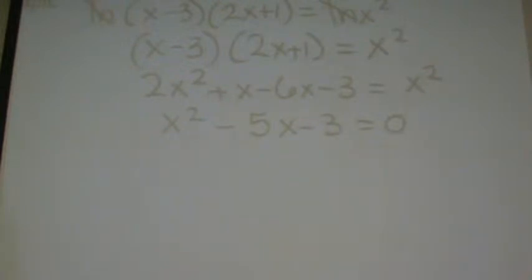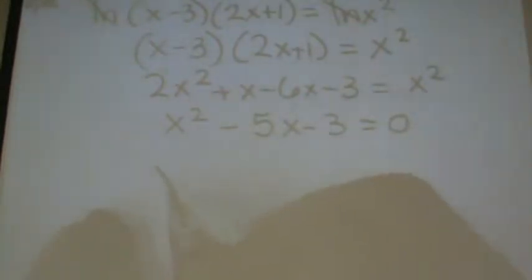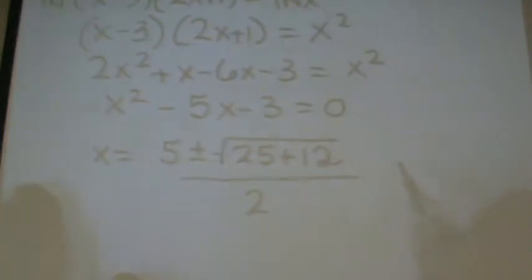Hopefully it's factorable, but this one's not. So this is one of the cases where you're going to have to use the quadratic formula. So it's x is equal to the opposite of b, plus or minus the square root of b squared minus 4ac, it's going to be plus 12, all over 2 times 1 is 2. So the 2 answers you get are 5 plus and minus the square root of 37 over 2.